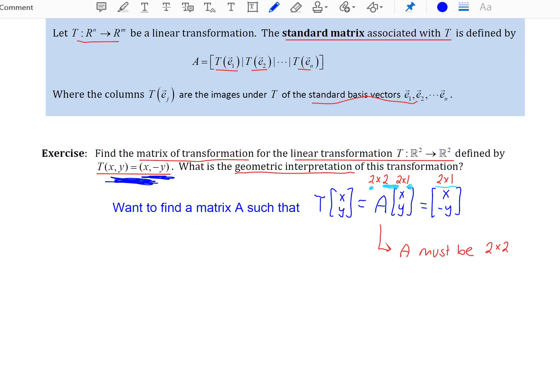But to see how to create A, let's look at our first standard basis vector E1 for R2. In R2, our first standard basis vector is 1, 0. And our second standard basis vector E2 is 0, 1. So we want to see what T does to these two basis vectors. Let's apply T to the vector 1, 0 first. X component is 1, Y component is 0. We plug that in. I think we're going to get still 1, 0. It doesn't change.